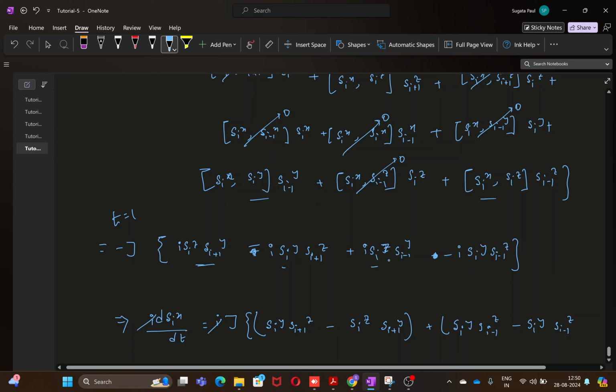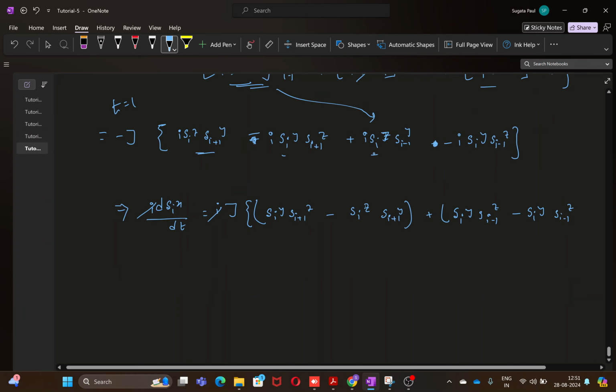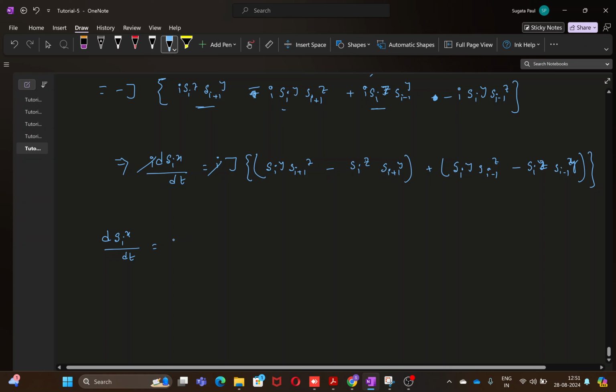So it will be z, because you see that this is si x and si y commutator, so this will be giving you a si z. So this will have a minus sign now, absorbing that minus sign outside. So this is si z, si minus 1 y. So this is your final result. So you continue that this is your dsix dt equal to j common si y.